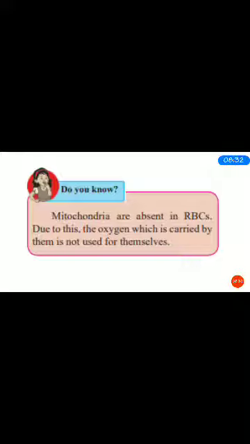Mitochondria are absent in RBCs. Always remember, in red blood cells, that is RBCs, mitochondria are absent. And due to this, the oxygen which is carried by them is not used for themselves.